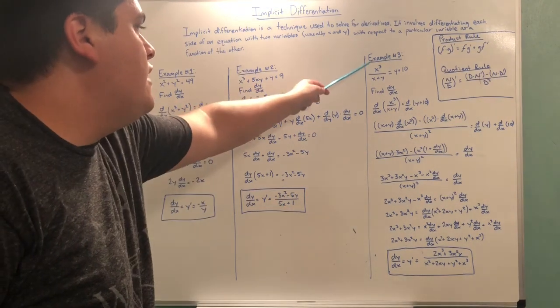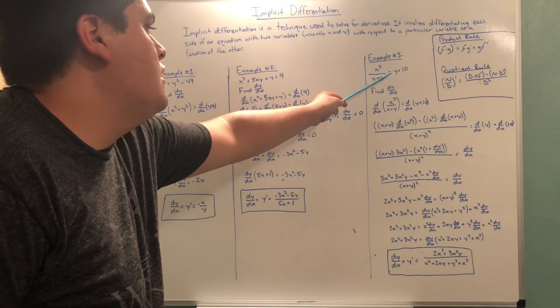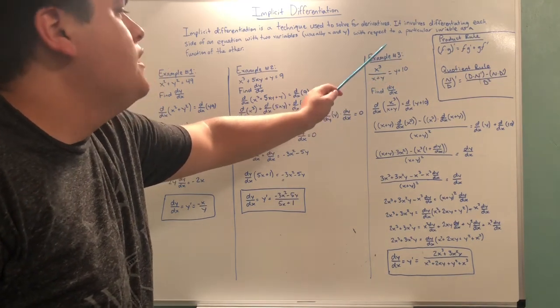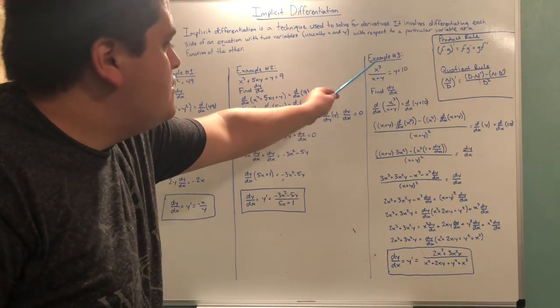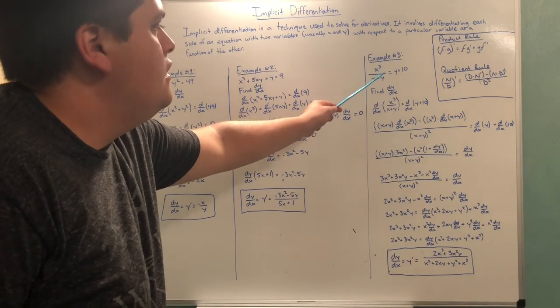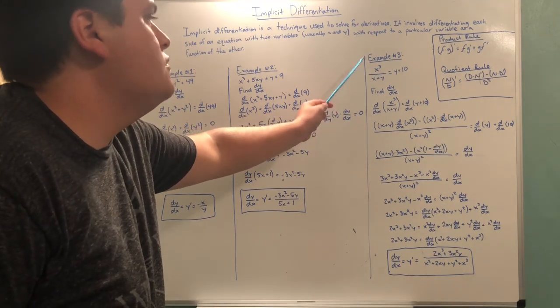For our third example, we have x cubed over (x plus y) is equal to y plus 10. We need to find the derivative of y, the first derivative. Now, when looking at this side, we may see that the quotient rule will be needed because we have a fraction, with x and y in the numerator and denominator, so we'll use the quotient rule.